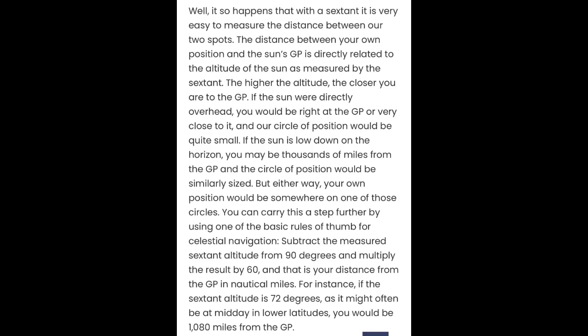You can carry this step further by using one of the basic rules of thumb for celestial navigation. Subtract the measured sextant altitude from 90 degrees and multiply the result by 60, and that is your distance from the GP in nautical miles. For instance, if the sextant altitude is 72 degrees, as it might often be at midday in lower latitudes, you would be 1,080 miles from the GP.